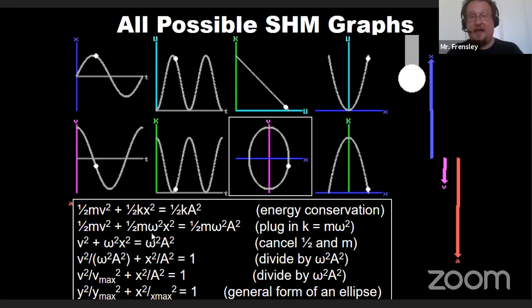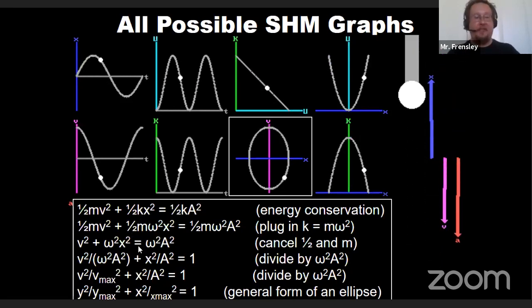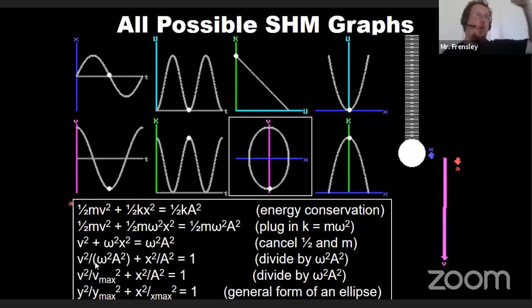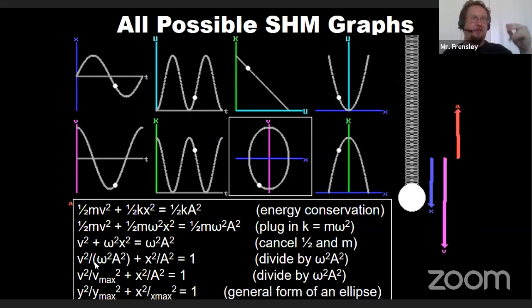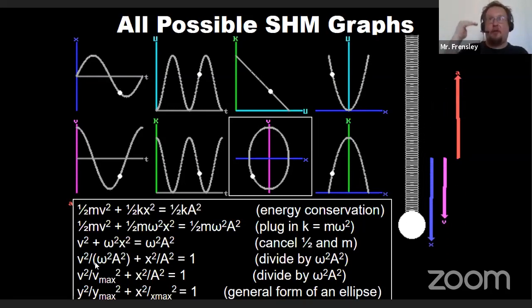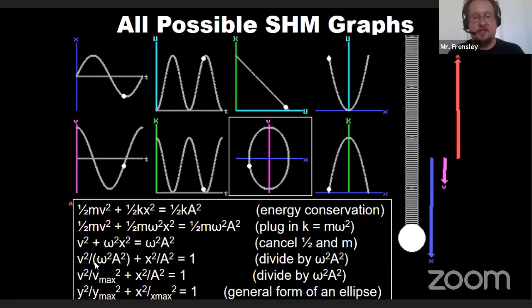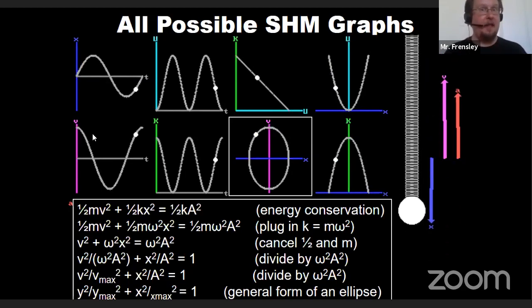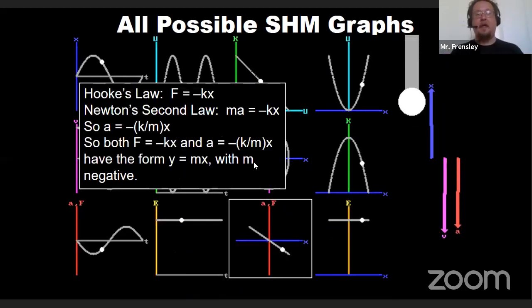I plug in K as that M omega squared I talked about. Then the halves and the M's cancel out. And then when I rearrange, it looks like Y squared over the biggest Y squared plus X squared over the biggest X squared equals 1, which is the equation you might remember from your algebra class for an ellipse. An ellipse, who would have thunk it, right?